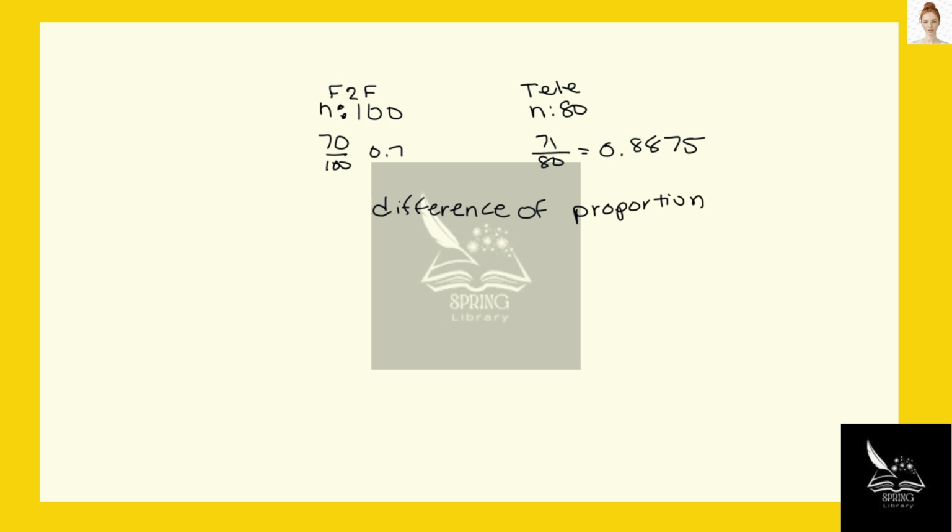So let P1 be the population proportion of who answered questions accurately during face-to-face interview. So this is P1, and then this is P2. Find a 90% confidence interval. So we're going to do the difference between two proportions with a 90% confidence interval. And for the first sample, it's 70 out of 100. And for the other one, it is 71 out of 80.